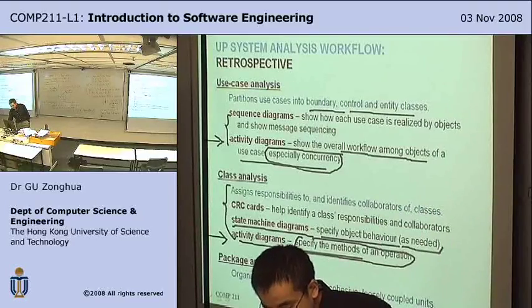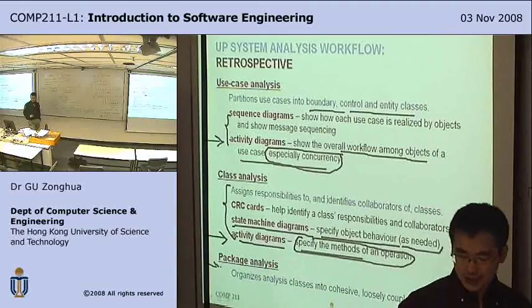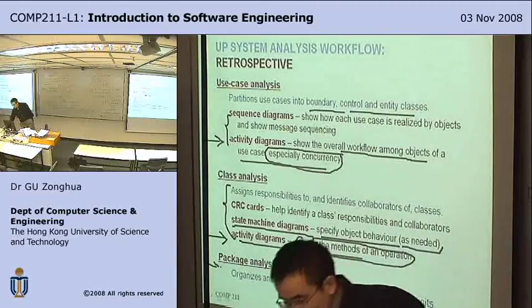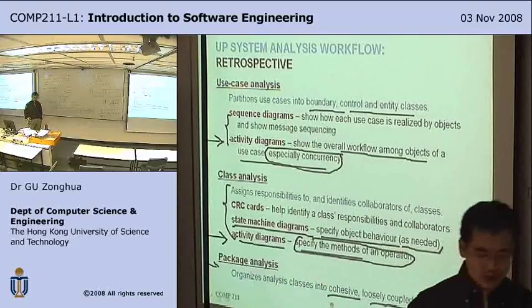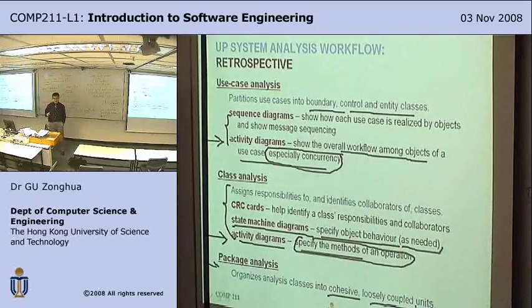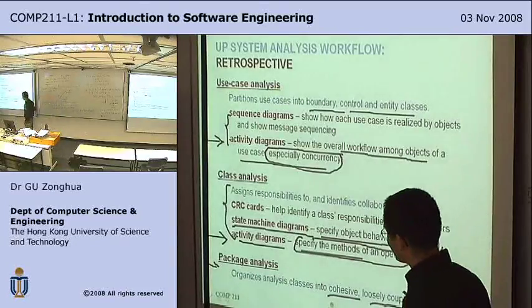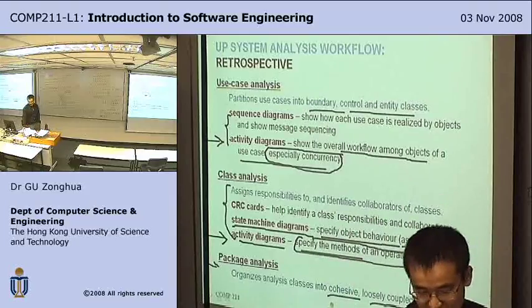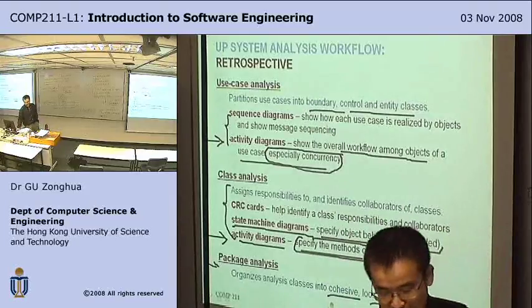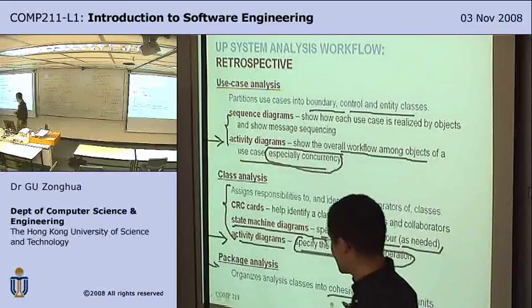So package analysis organizes analysis classes into cohesive, loosely coupled units. Cohesion refers to if it does one thing very well and it doesn't do many things at the same time, that's cohesive. Loosely coupled means that it doesn't talk to many other packages. So we have the trade-off relationship.